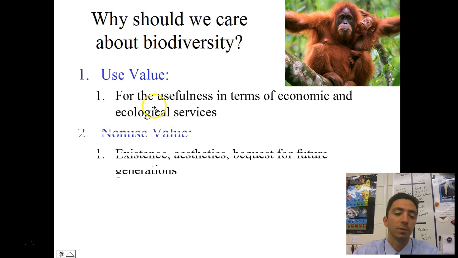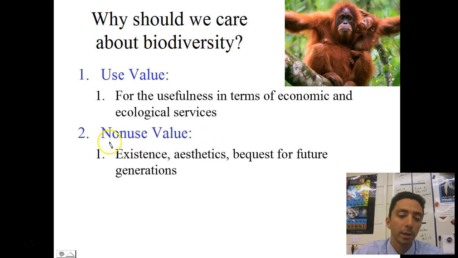So there's a lot of useful values. The other ones are for the non-use values, just to simply allow them to exist. And so this brings in some kind of ethical questions. What is our real role in the world? Are we here to preserve and protect the species? How do we decide which ones are more important than others?